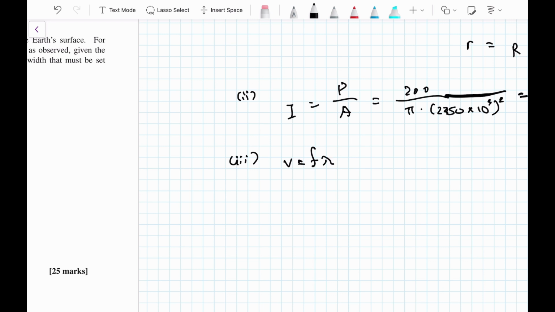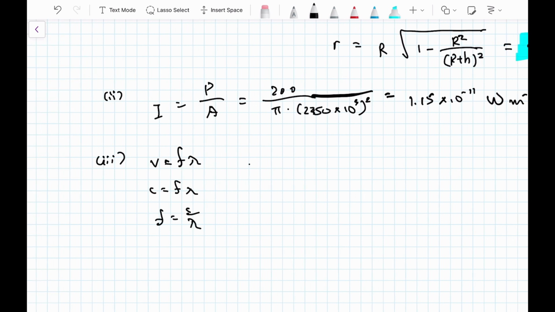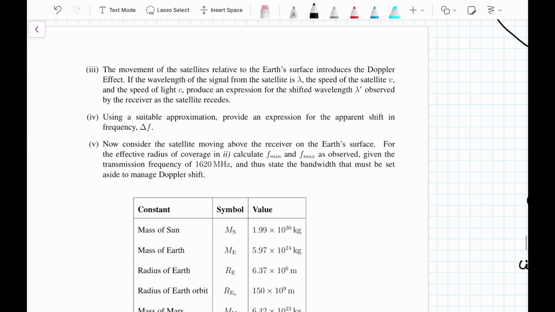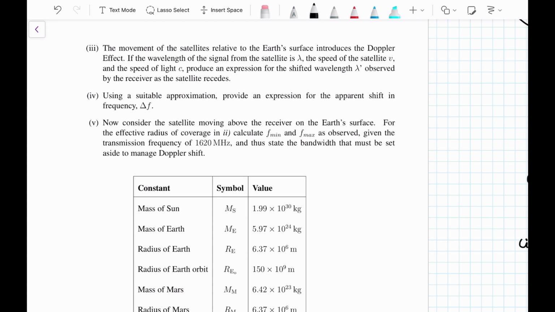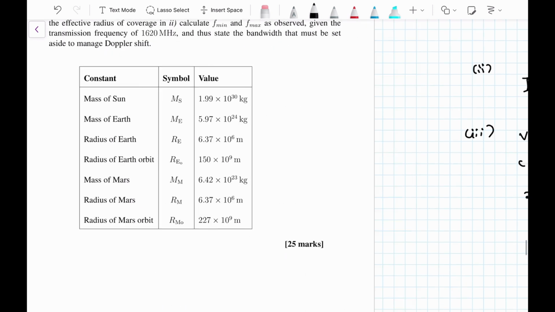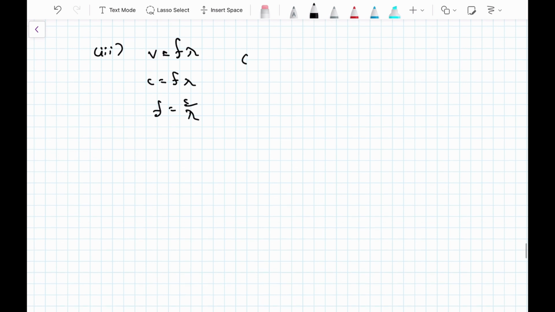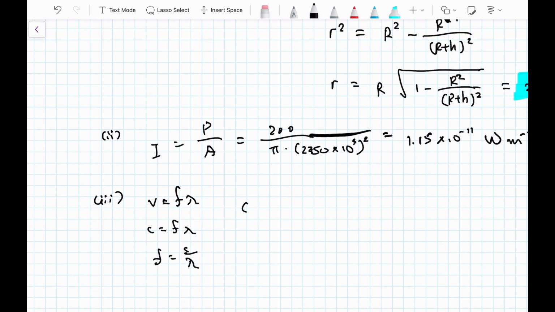So first of all, initially we have c is equal to f lambda. So f is c over lambda. We might use this later. And then for the new equation, it says it's receding, right? As the satellite recedes, the new speed should be c plus v, the speed of the satellite, is equal to frequency multiplied by lambda prime.